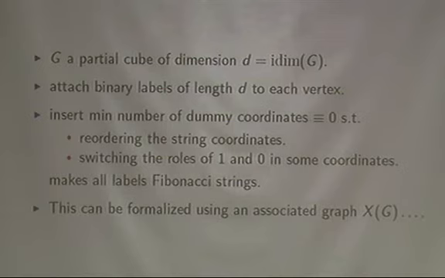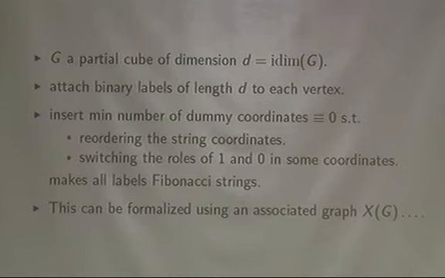I mean, you can think of this like a game. I give you a graph that is embedded isometrically in the hypercube of dimension D. So each vertex has a label. Now what I want is to insert the minimum possible number of extra coordinates that will always be 0, because zeros are better than 1s for Fibonacci strings. I mean, they are not symmetric. And now you want to reorder some coordinates, to exchange the roles of 0 and 1 in some coordinates, so that everything will be Fibonacci strings. Okay? So those are the rules of the game. And what you want is to minimize the number of dummy coordinates.